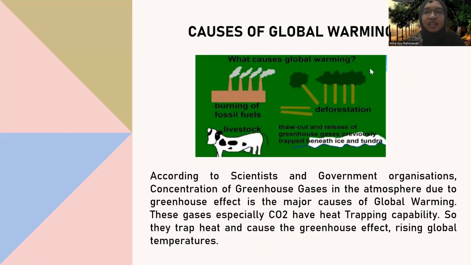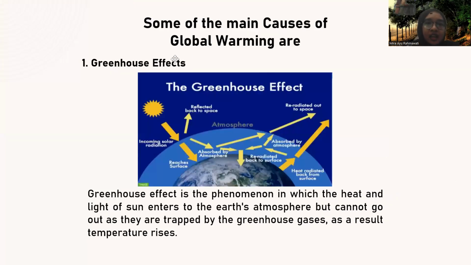Okay. This material is about the cause of global warming. According to scientists and government organizations, the concentration of greenhouse gases in the atmosphere due to the greenhouse effect is the major cause of global warming. These gases, especially carbon dioxide, have a trapping capability. So they trap heat and cause the greenhouse effect, raising global temperature.